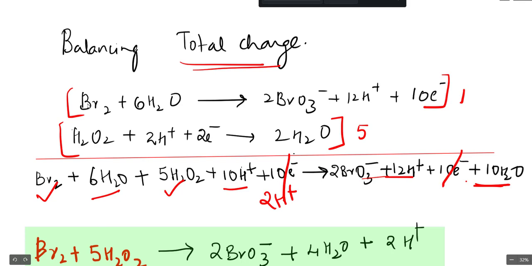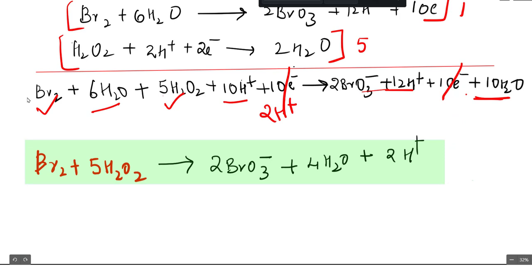Br2 is here, H is there, hydrogen peroxide is here. How did I get 5? Because to cancel the electrons, I multiplied with 5. That 5 I have written here. Then 10H plus, 5 2s are 10H plus, 10 electrons, done. I wrote the whole reaction and finally I cancelled it. So this is the final reaction, students. So this is how you're going to do it in the acidic medium.